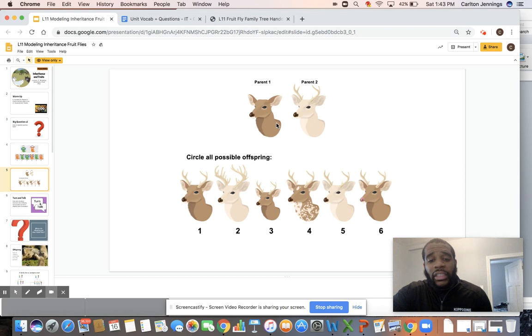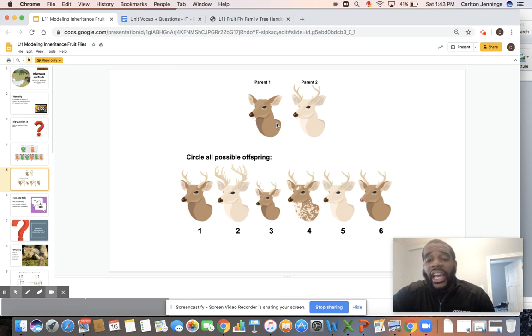Neither one of them has a small head size. Number four, do you think number four can be an offspring? Yeah, it has brown and tan, so it can be brown and tan from mom and dad. Mom can be brown while dad is tan, and those colors mix together to make that brown and tan offspring with those small antlers. Number five can also be an offspring. It can be tan from dad, and have small antlers from dad.